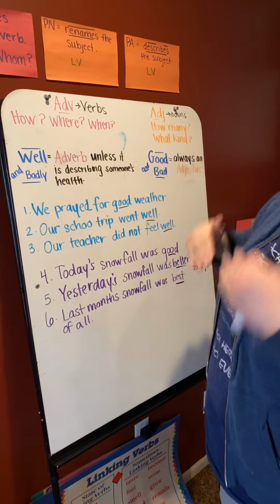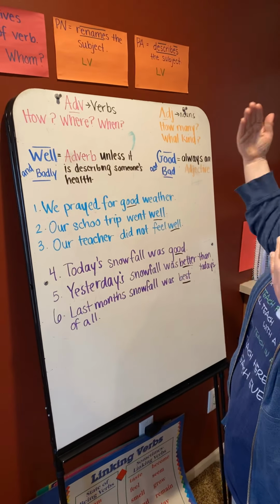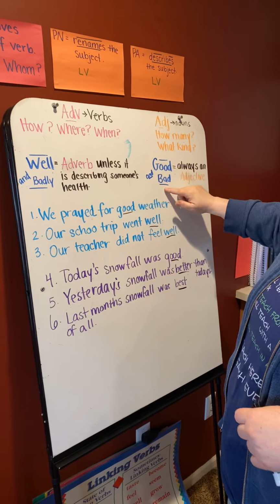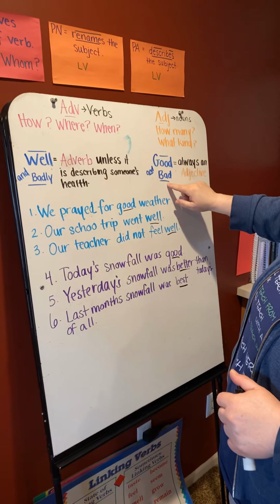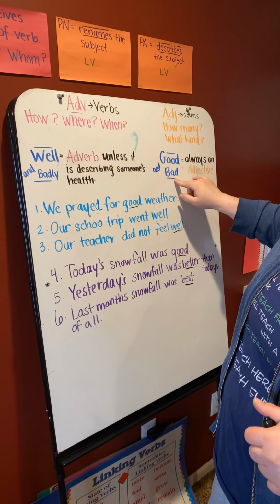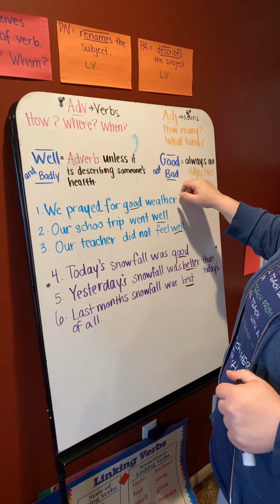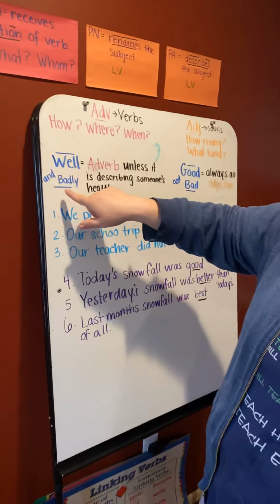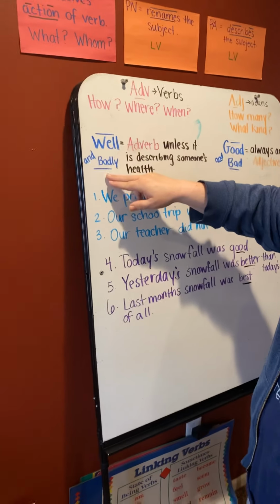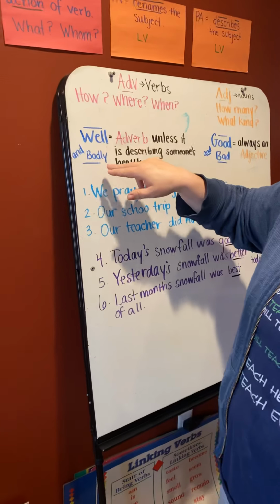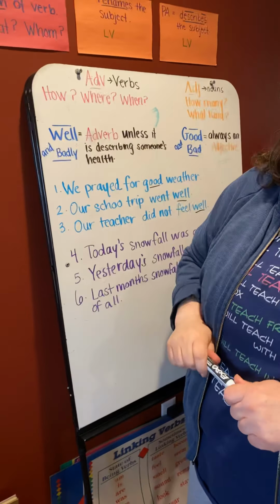So let's look at the negative parts of those. So well and good are the positive parts. So the opposite of good we know is bad. So when we use bad, it's an adjective describing a noun. It's always an adjective. And the opposite of well is badly. And we've talked before about how ly words are adverbs.